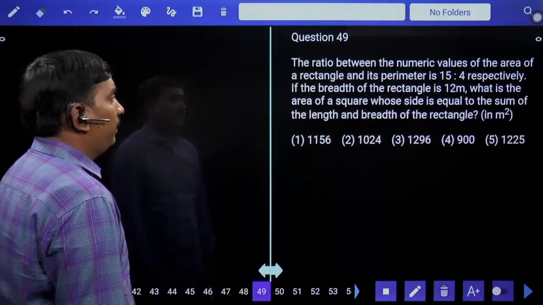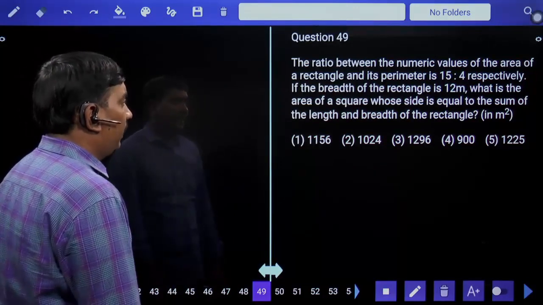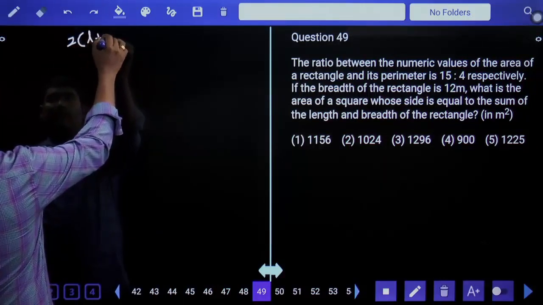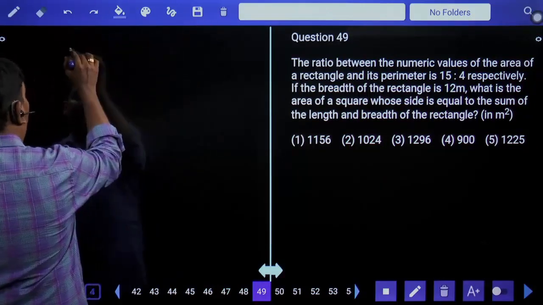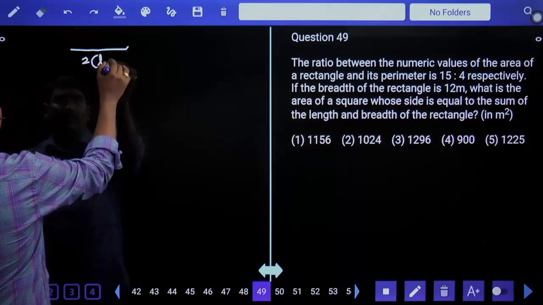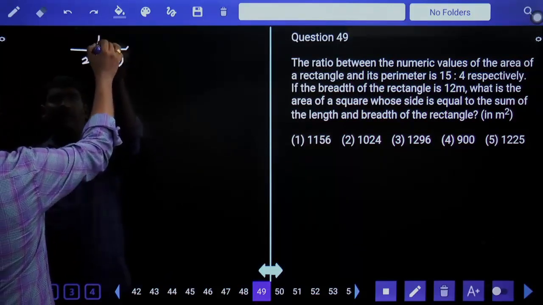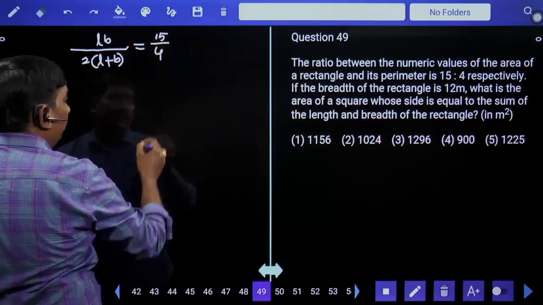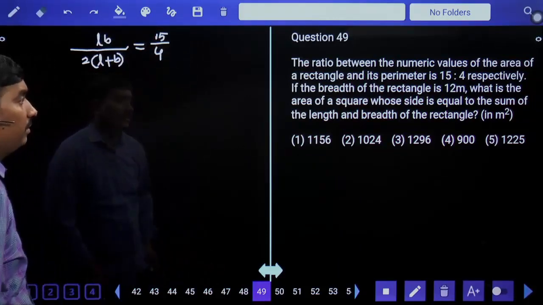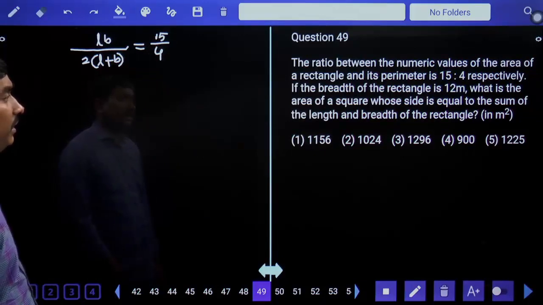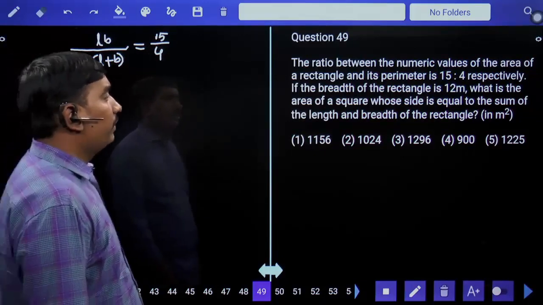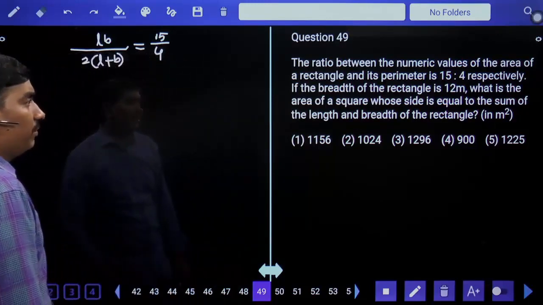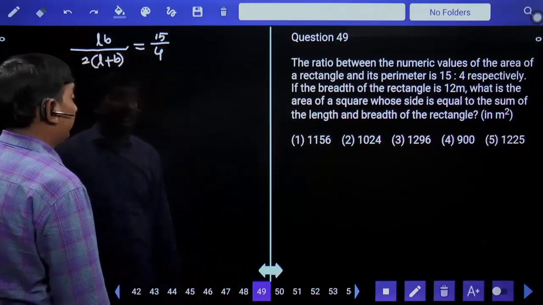The ratio between the values of the area of a rectangle and its perimeter is 15:4. Perimeter of the rectangle is 2 of L plus B, and area of the rectangle is LB, ratio given as 15:4. If the breadth of the rectangle is 12 meters, what is the area of the square whose side is equal to the sum of the length and breadth of the rectangle?